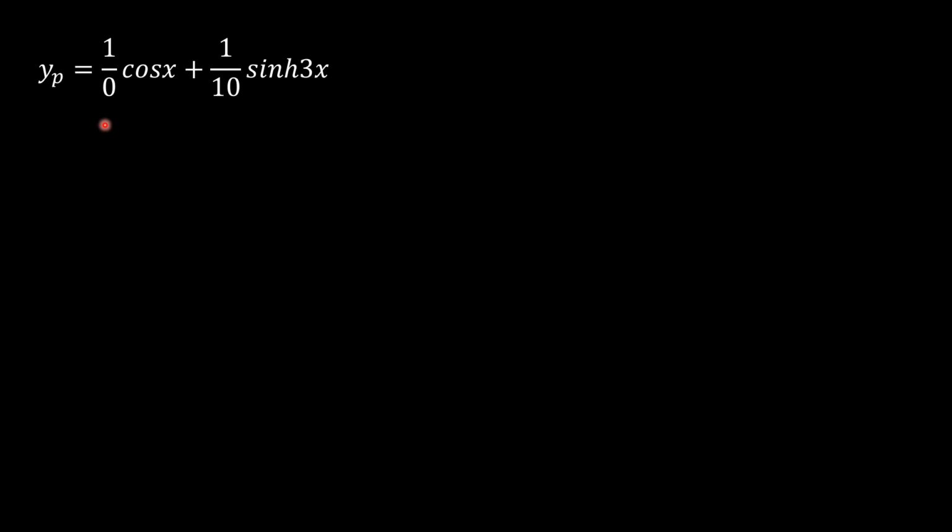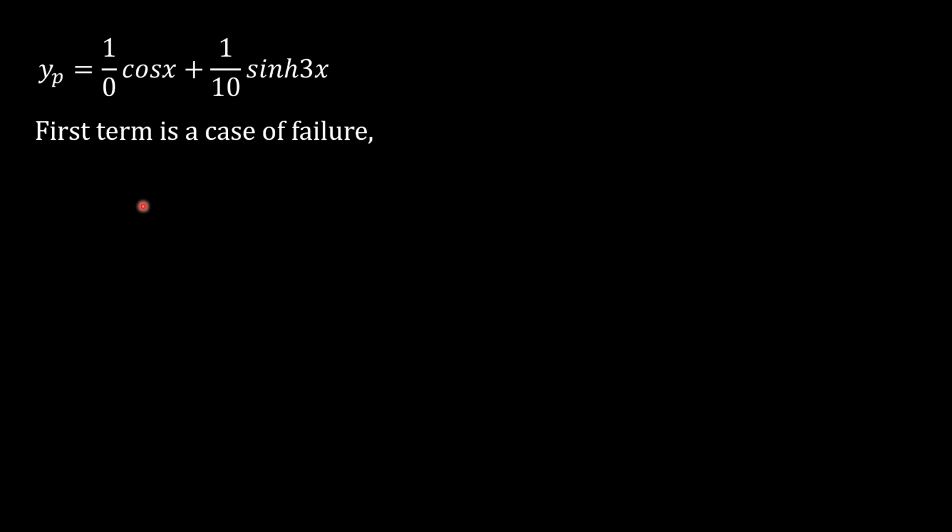Therefore, it gives us yp equal to 1 upon 0 cos x, because minus 1 plus 1 is 0, plus 1 upon 9 plus 1, that is 10, sinh of 3x. What we observed is that in the first term the denominator is now 0. So this first term is a case of failure, and therefore we have to apply the corresponding formula for it, which we have seen in the last lecture.